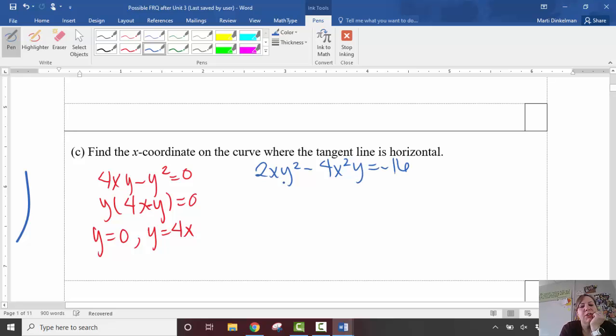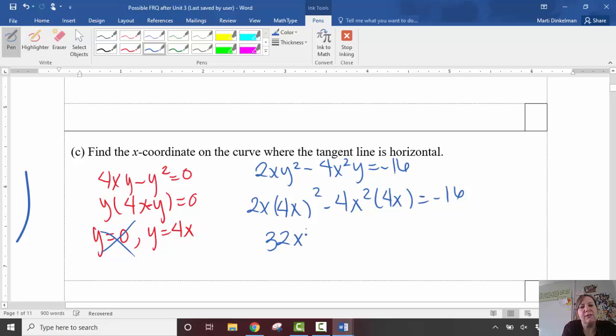Equals negative 16. Okay, so if I try to plug the 0 in here, what's going to happen is we're going to end up with 0 minus 0 equals negative 16. Well, that's clearly not a correct mathematical statement, so that's an extraneous solution. But what we're going to go ahead and do is try to plug in the 4x for the y here. So this is going to be 32x cubed minus 16x cubed equals negative 16. So 16x cubed equals negative 16, and so x equals negative 1.